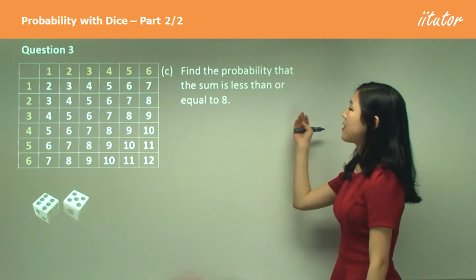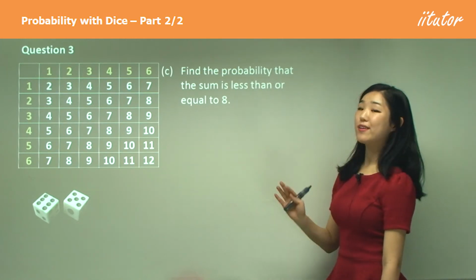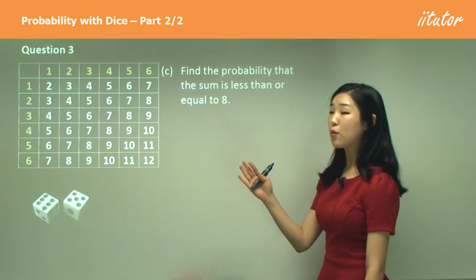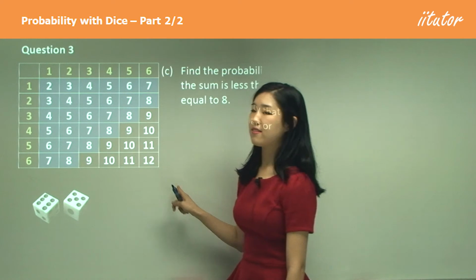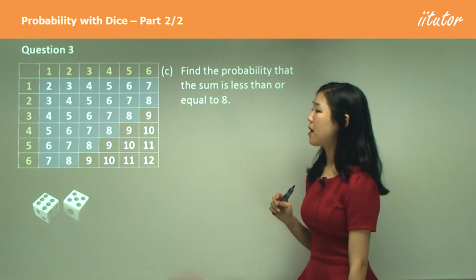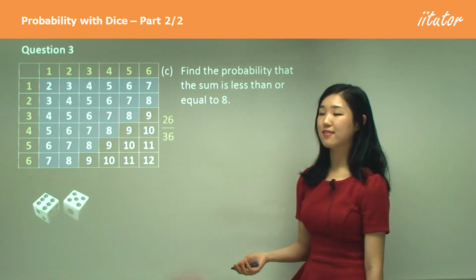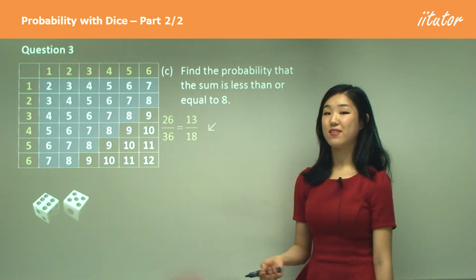C, find the probability that the sum is less than or equal to 8. So anything that's 8 or less than. So it's all of these numbers, excluding the 9, 10, 11, and 12. So count them up, and you'll see that that's 26. So simplify to 13 over 18.